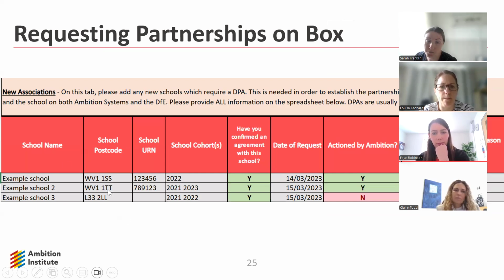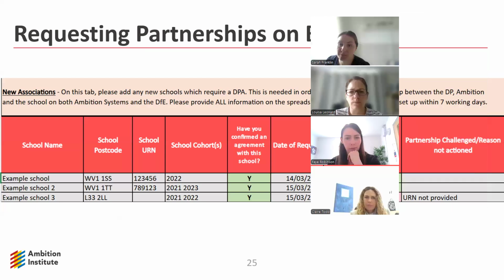So school name, postcode, URN, and then we need to know, importantly, which cohorts they'll need. So for most, I suppose it will be 2024 and 2025. But if you do have any where they still have participants on a 23 or even 22, then you'll need to just make sure that you've requested for those cohorts as well. And that's all of the information that we need.